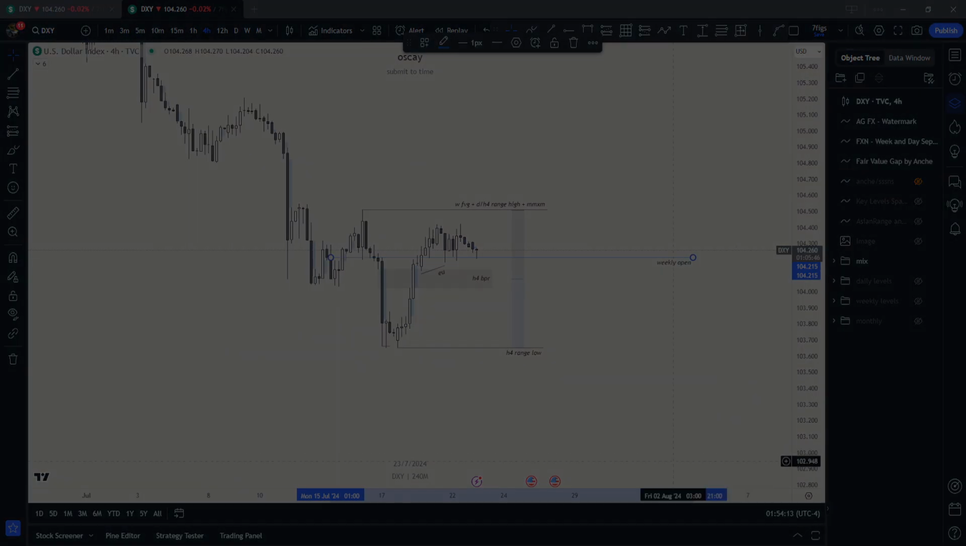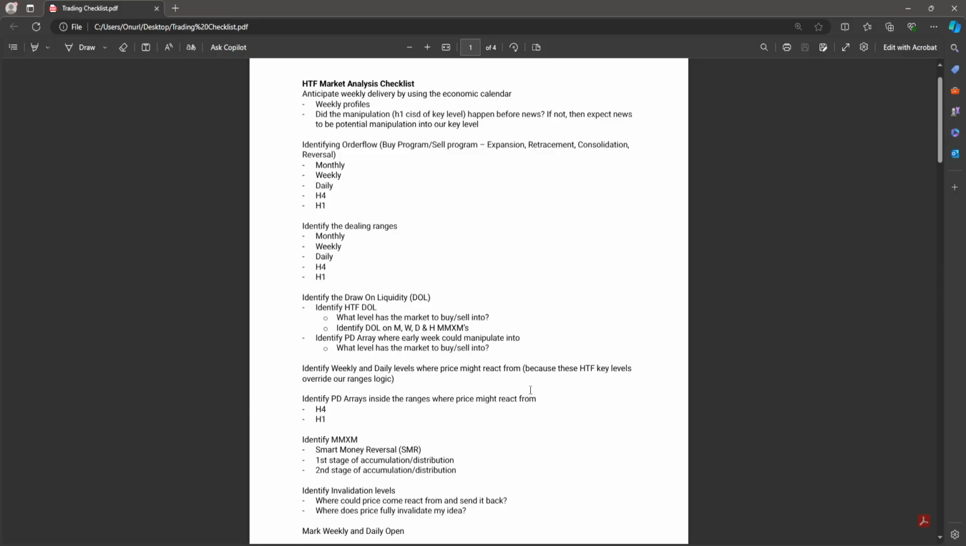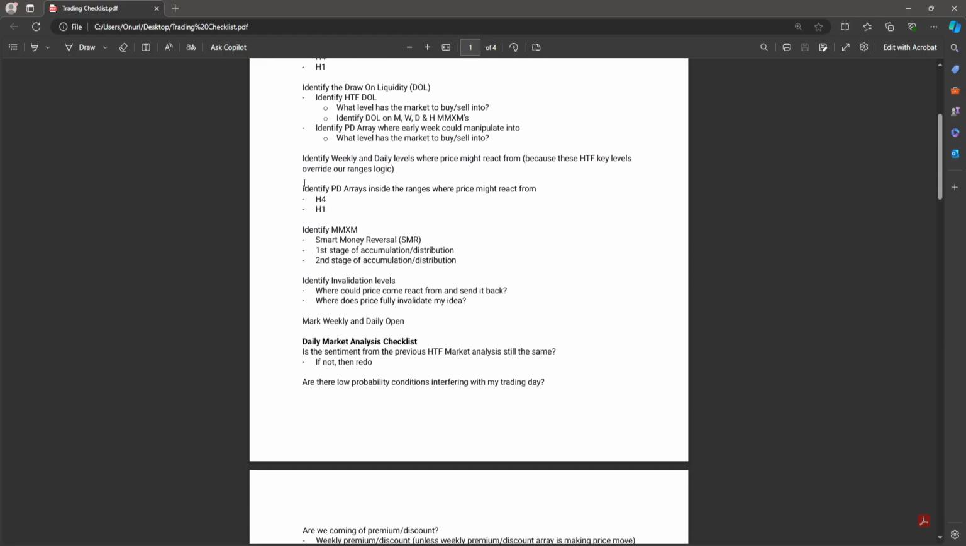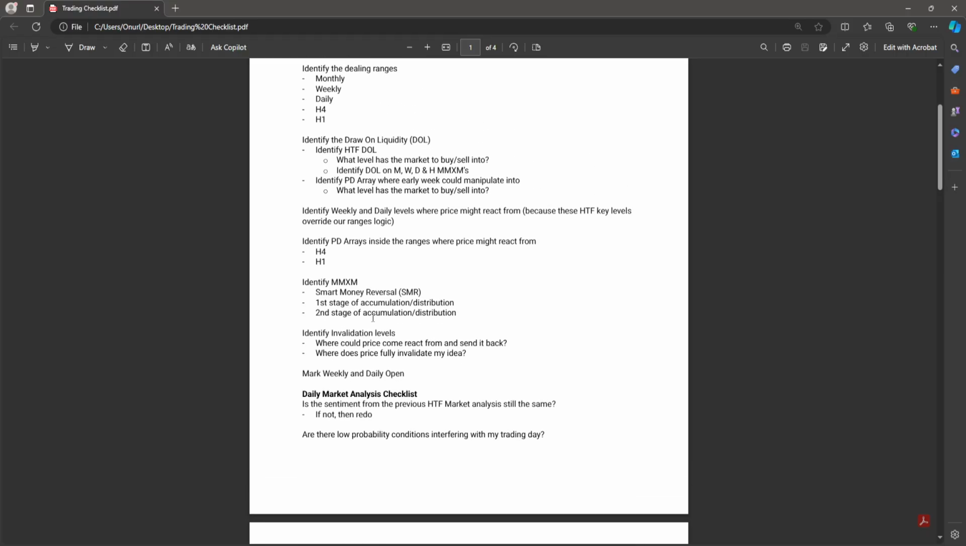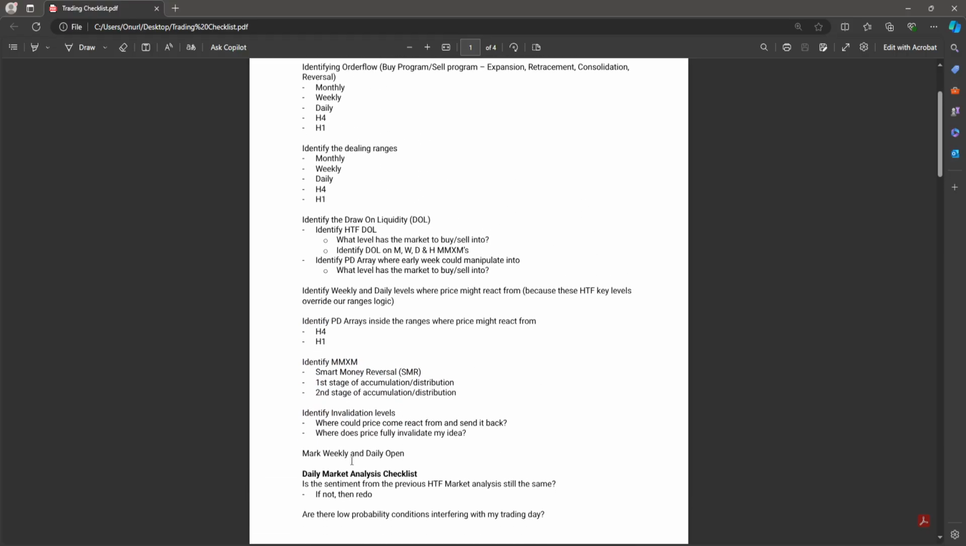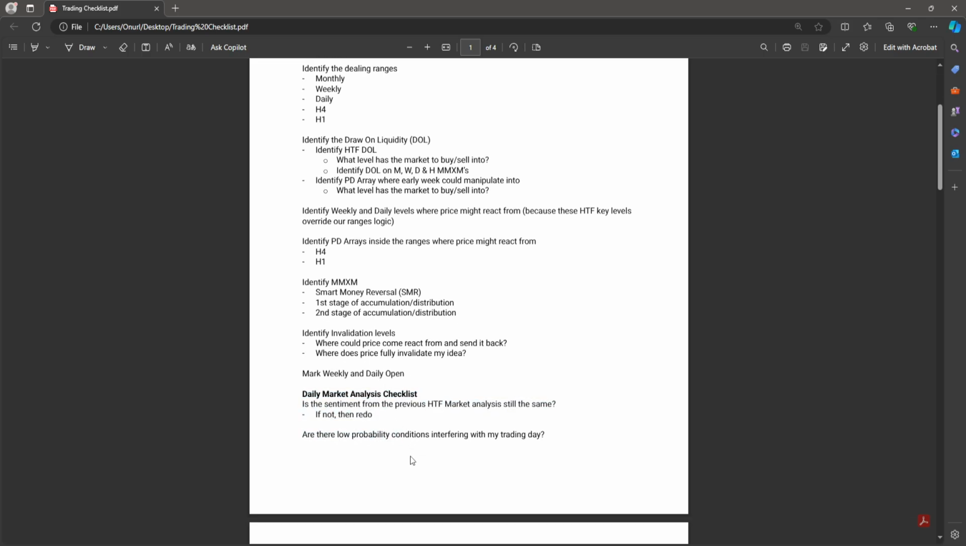Let me go back to the model draft. So we identified a potential draw on liquidity, which is the weekly fair value gap. We identified weekly levels and daily levels that will override the ranges because we are now in the H4 range. And now it's our turn to combine these with the hourly ranges to create a better narrative, identify a market maker model, identify invalidation levels, and mark the weekly and daily open. Now ignore this. This is not finished yet, and I will potentially go over it in another video.